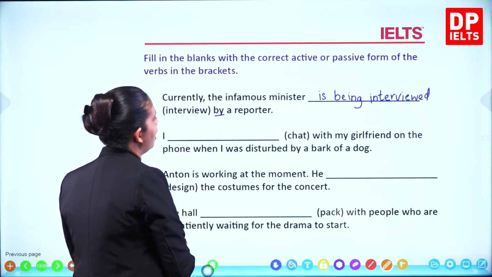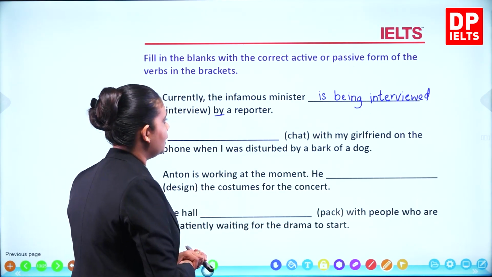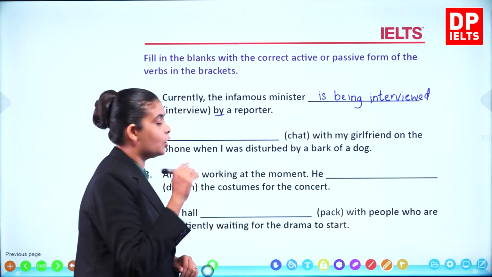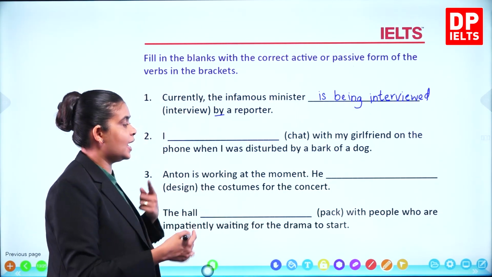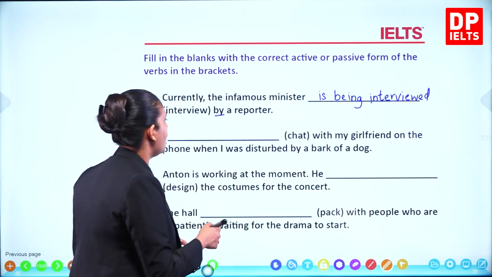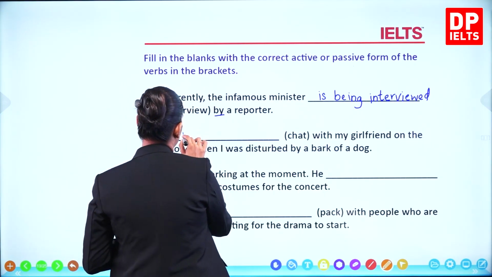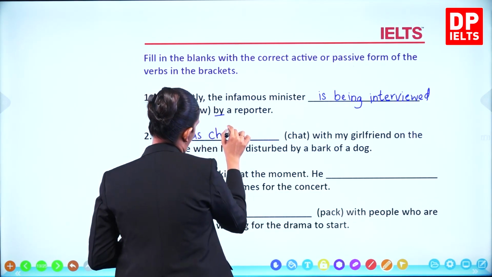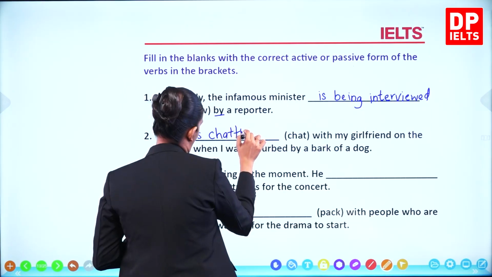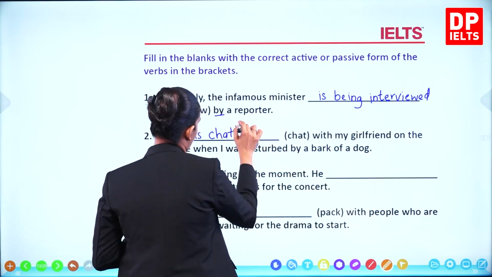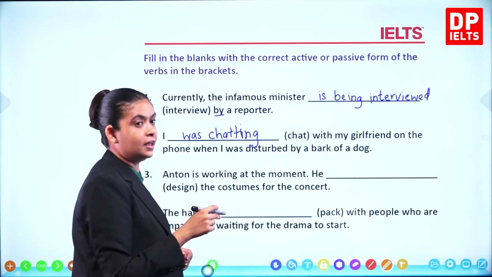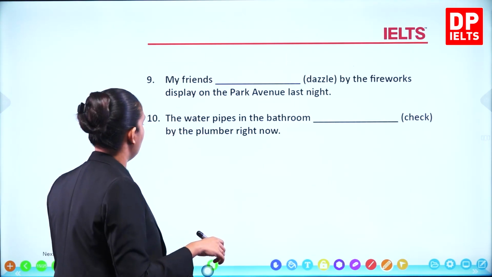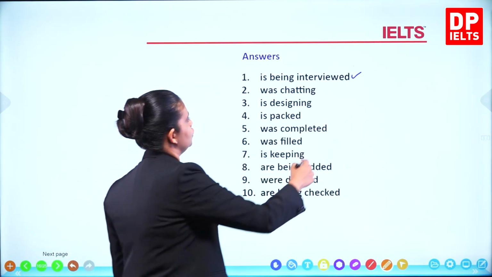Next one. I blank with my girlfriend on the phone when I was disturbed by a bark of a dog. So again, it was happening, right? I was chatting. I was chatting with my girlfriend because it was happening for some time in the past and therefore past continuous.